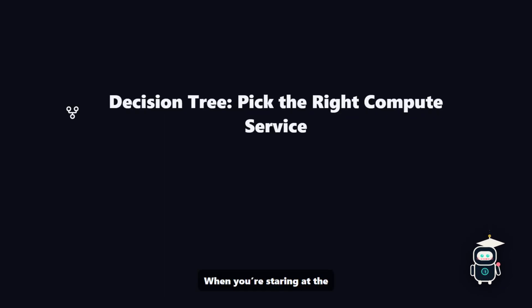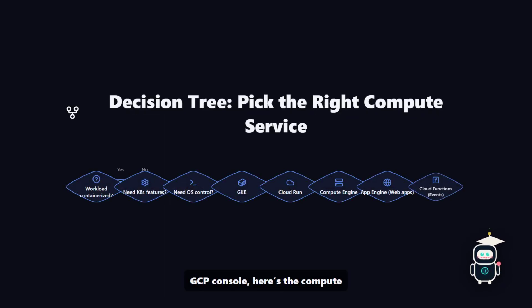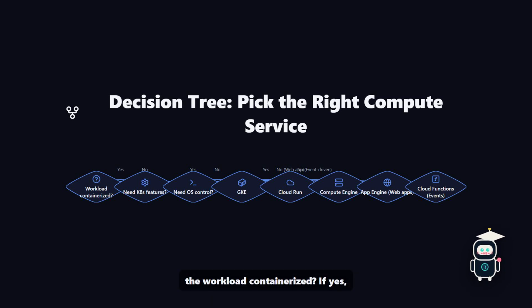When you're staring at the GCP console, here's the compute decision tree that will save you. Start by asking, is the workload containerized? If yes, and you need full Kubernetes magic, stateful sets, network policies, go GKE. If it's a stateless API that should scale to 0, Cloud Run is the winner. If no containers, ask if you need full OS control. That's Compute Engine territory. Otherwise, web apps belong to App Engine, and event-driven glue belongs to Cloud Functions. Follow this tree and you'll rarely pick wrong.